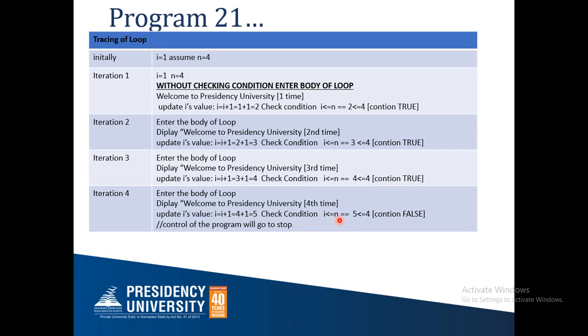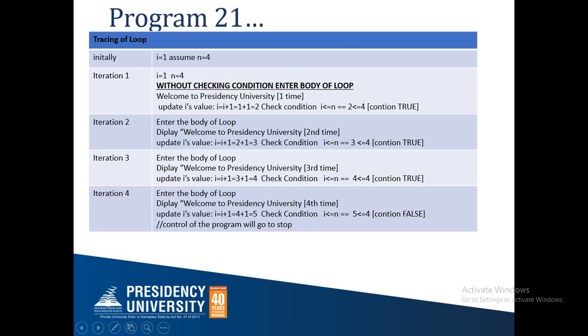Again we'll check the condition. So 5 is lesser than or equal to 4. No, it's not true, it's false. The moment it's false, the control of the program will terminate there itself and it will come out of the loop. So this was the tracing for the program number 21.